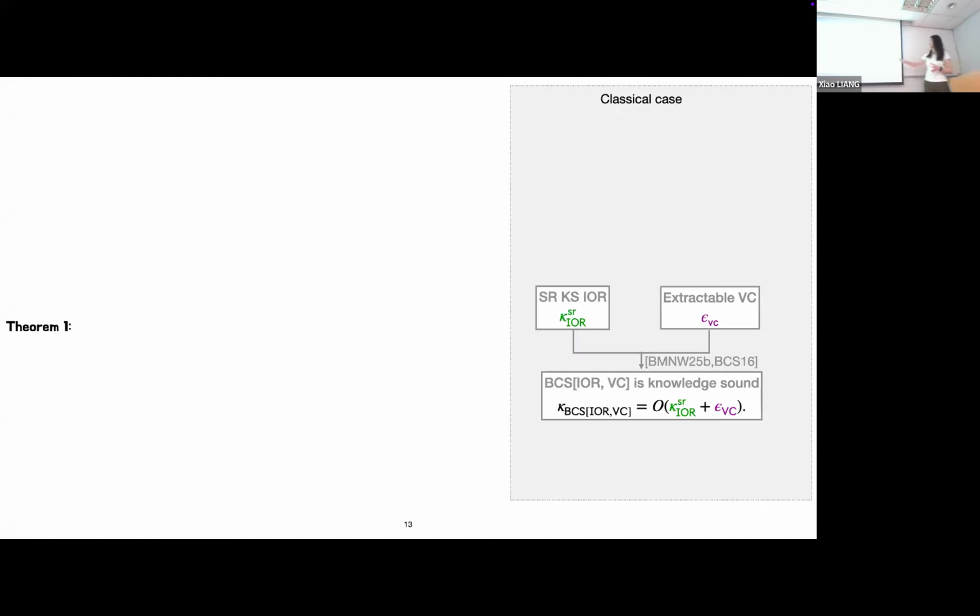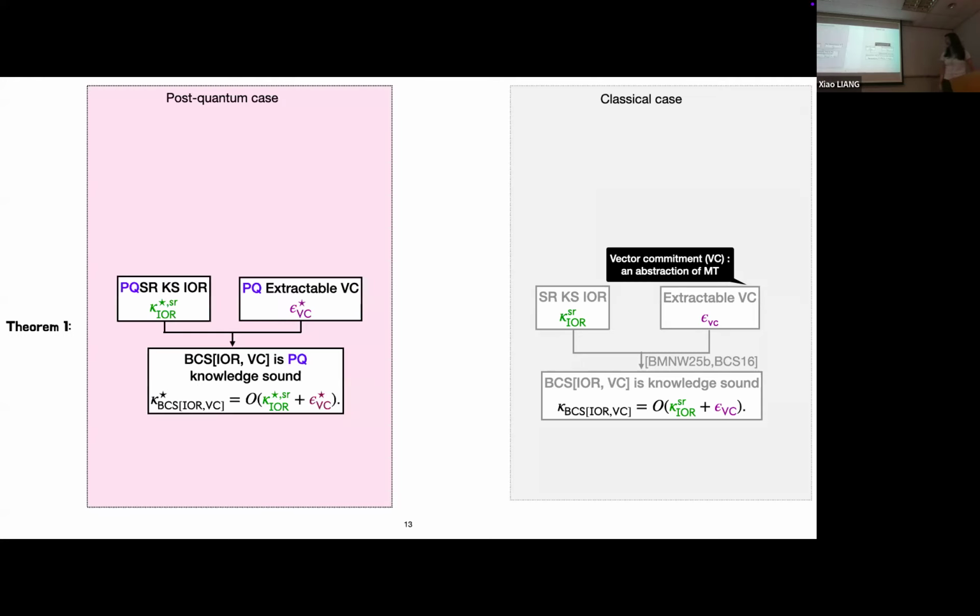Okay, so now let's see how our results manage to solve those problems. Our first theorem: in the classical case, BCS soundness is basically the sum of the state restoration knowledge soundness of the IOR and the vector commitment extractability error. The vector commitment is some abstraction of Merkle commitment, and our result is basically an analog of the classical case.